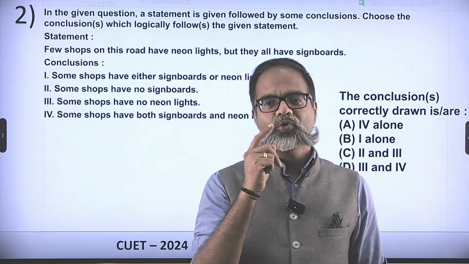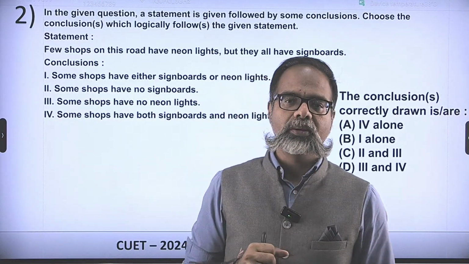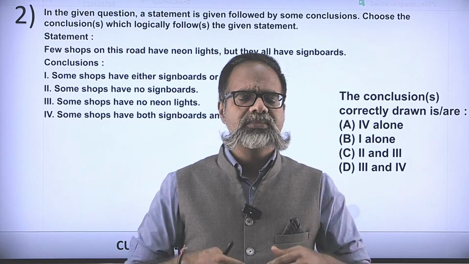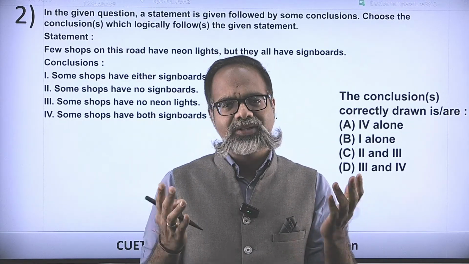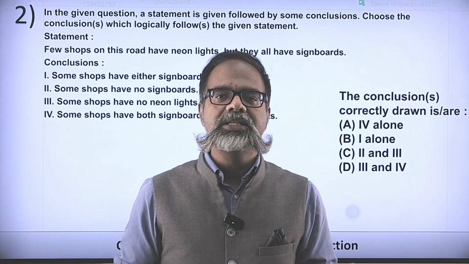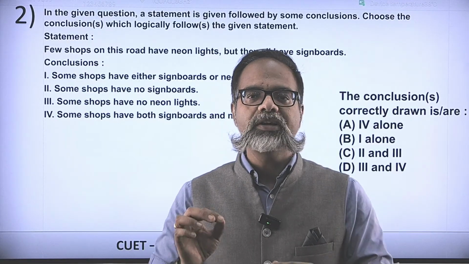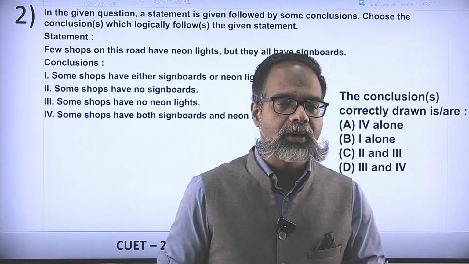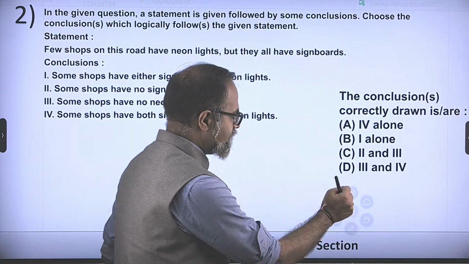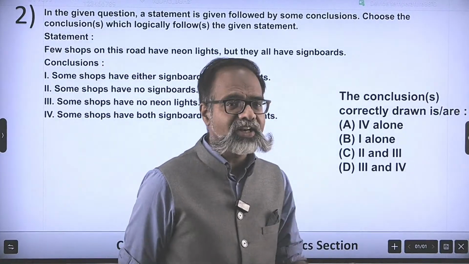Now, I was of two minds whether to actually consider this question to be a math question or not, because it seems like reasoning, syllogisms. But then, of course, in syllogisms, I use Venn diagram and that is math, so fair enough. So it says, in the given question, a statement is given followed by some conclusions. Choose the conclusion which logically follows the given statement. Great. So the first statement, it says, few shops on this road have neon lights.